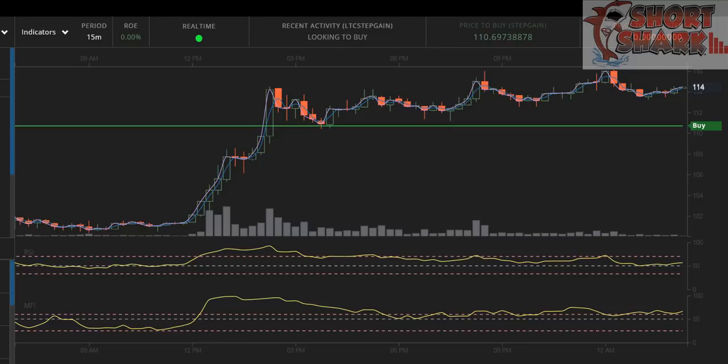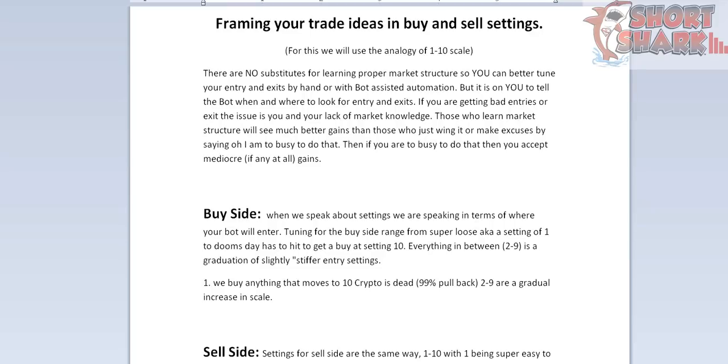You bought a bot, an extension of you. It's going to trade based on how you tell it to buy and sell. You didn't buy artificial intelligence. You bought an extension of you. So with that being said, some of the most important things to really understand to tune well would be framing your trade ideas in buy and sell settings.